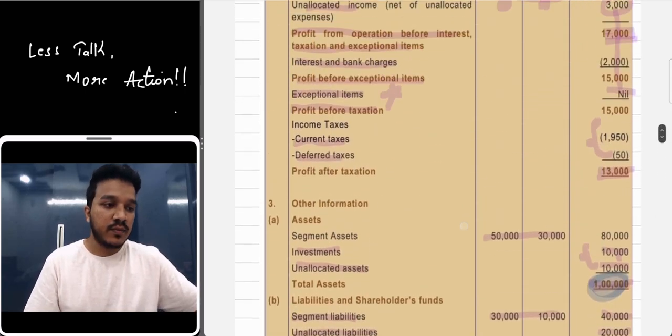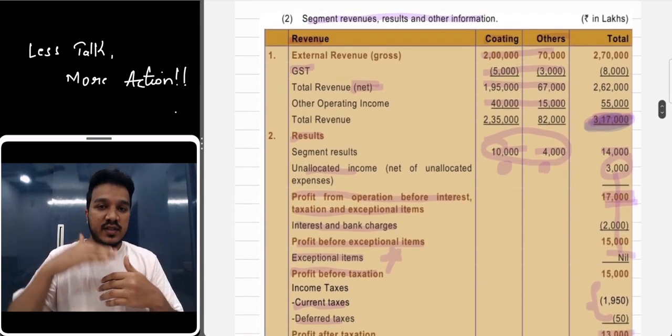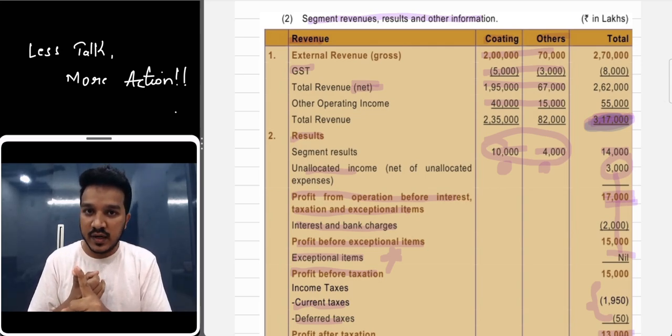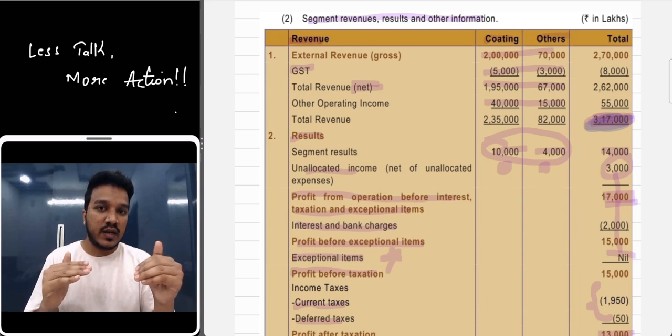We will do once more. Okay, first external revenue आ जाता. External revenue is very easy. First GST को adjustment देना and then other operating income को add कर देना. You will get total revenue.